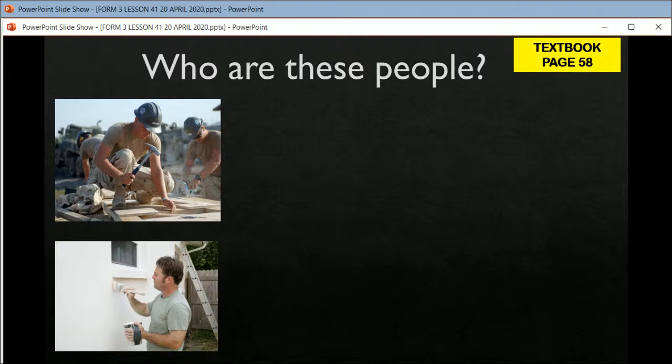The second picture. All right, Sri Darshini says builder. Okay, second picture. Painter, right? Painter. Any more? Any other words that you want to use to describe this man? Painter, painter. Everyone seems to agree that it's painter.